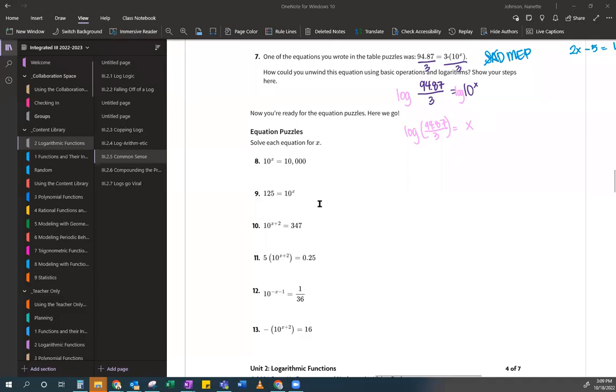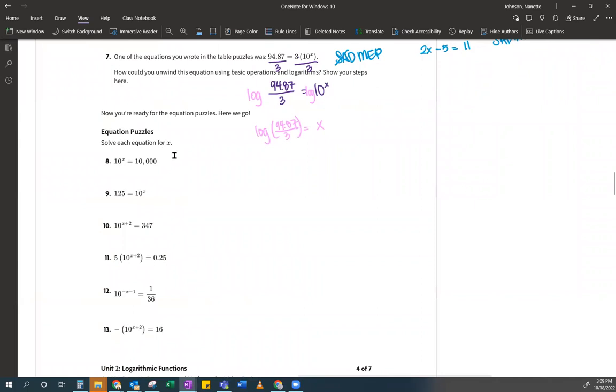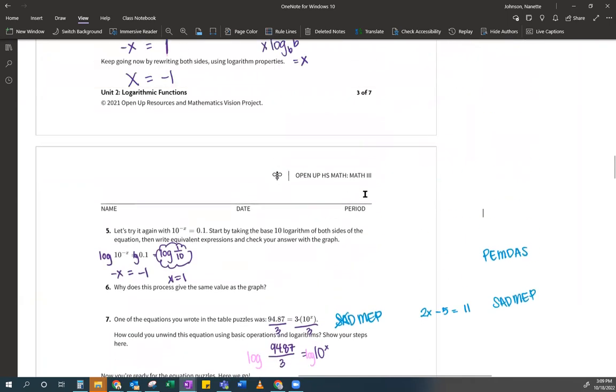Okay, so 8, 10, and 12 for 2.5. It looks like this. Okay, so it says solve the equation for x. Now we went over several different ways for you to solve this, okay? And I'll go over each of them really quick before we do this.